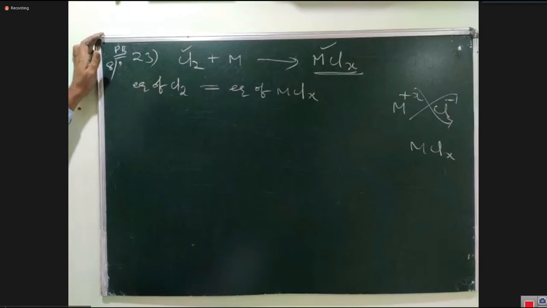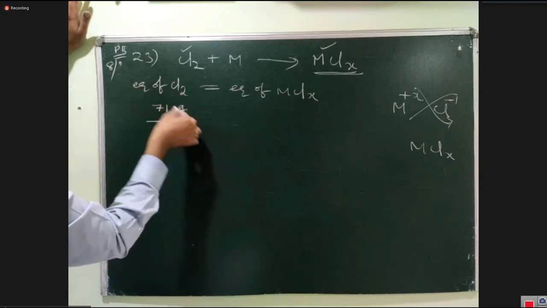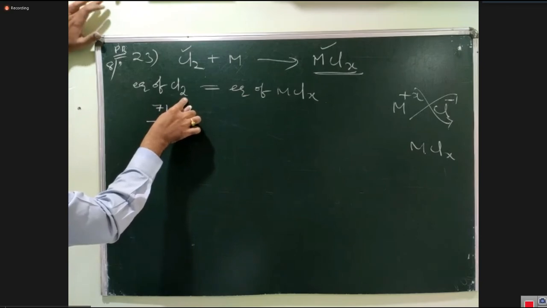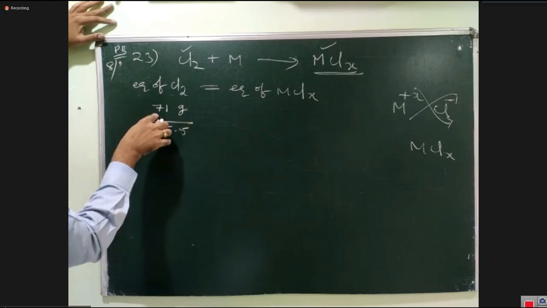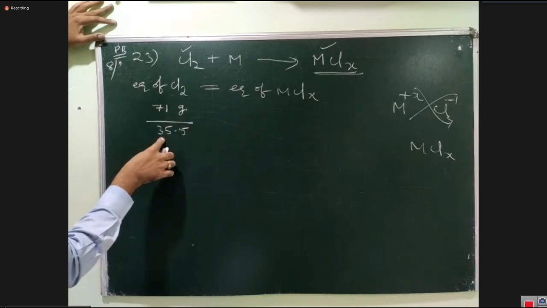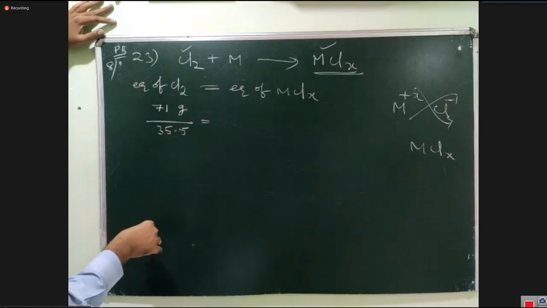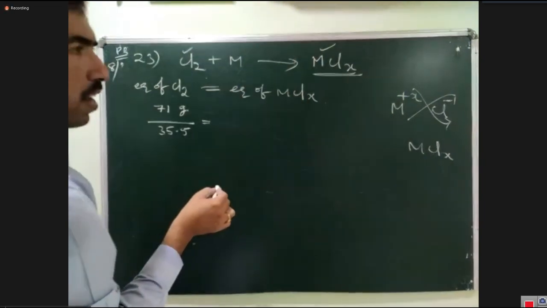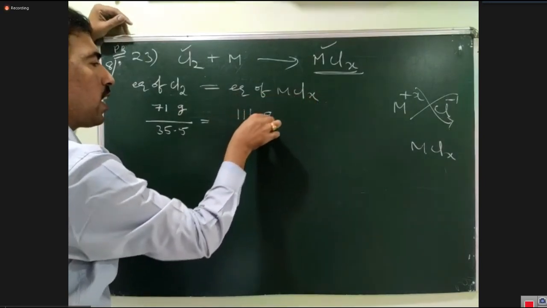Weight of chlorine, how much is taken? 1 mole of chlorine is taken, and 1 mole of chlorine means 71 grams. The equivalent weight of chlorine is 35.5. The weight of chlorine taken divided by the equivalent weight of chlorine is equal to the equivalent weight of MClX, meaning the weight of chloride formed, 111 grams.